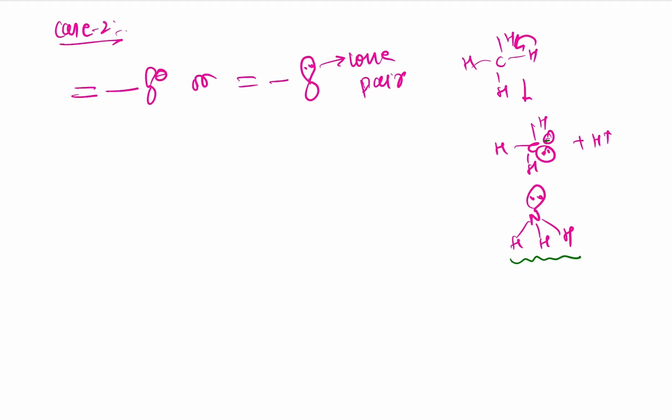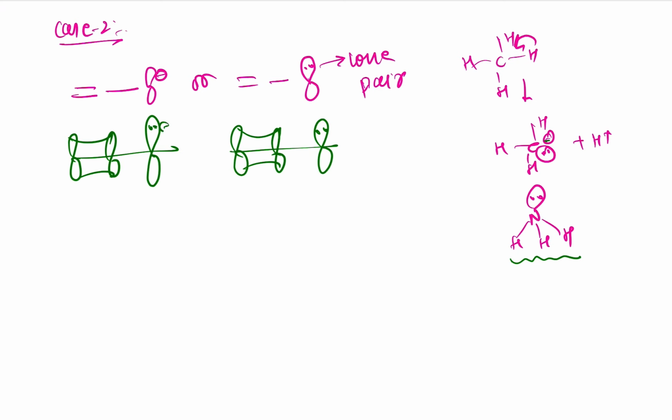So now, is this a conjugation? What is a conjugation? All the p orbitals are parallel to each other. Here also two p orbitals are parallel. Now one orbital is having a lone pair. Now here also two orbitals are parallel and one orbital is having a lone pair. Over here is a negative charge with a lone pair. So yes, both of these are conjugation.